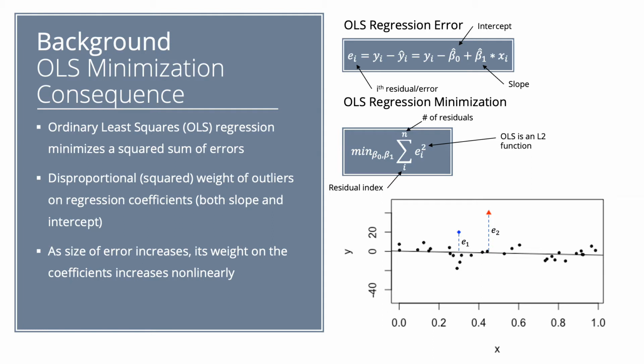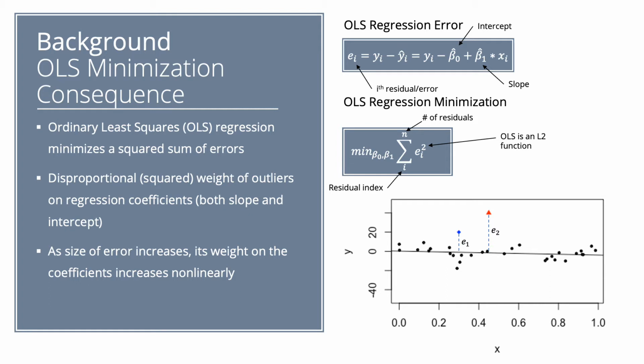There's an inherent consequence when minimizing this way because outliers are disproportionately weighted relative to data points that are closer to the central tendency. In other words, as a point's distance from the line increases, the influence that it exerts over the coefficients increases nonlinearly. Abnormal presence of outliers may accentuate this disproportional effect by pulling the coefficients away from the true parameters.